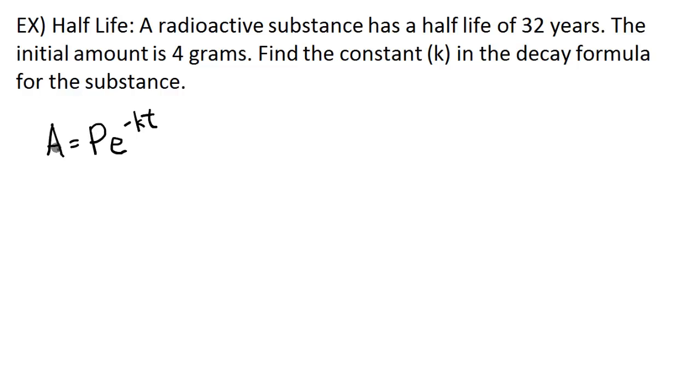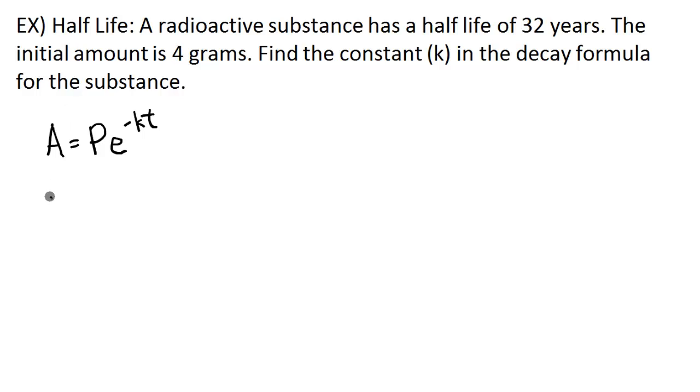The A represents our final amount, P is the amount that we start off with, like I said that was 4, and then K is our constant. T will represent the time that it takes for our substance to go from 4 grams to 2 grams, which is of course half of it. So with that said, half of our initial starting point would be 2.